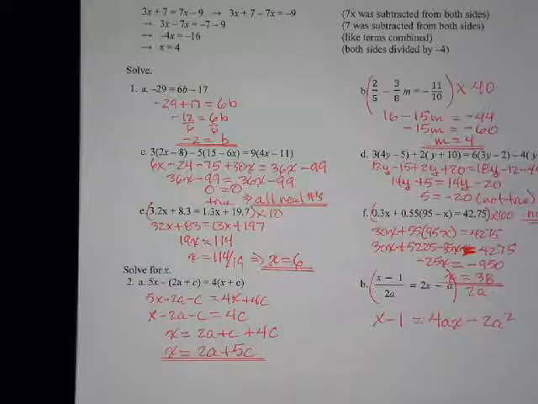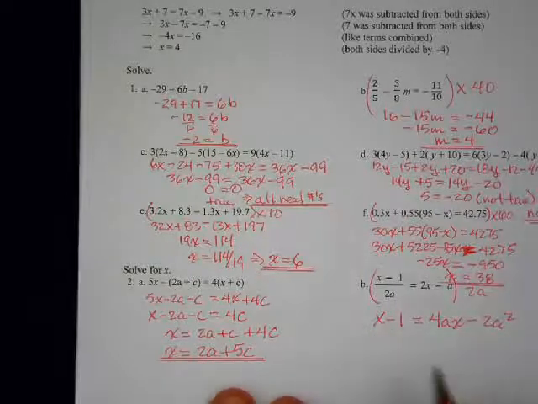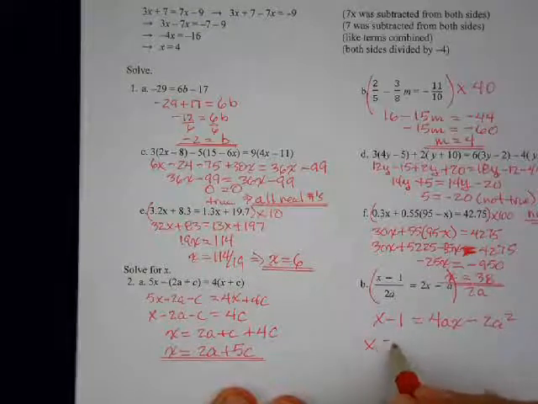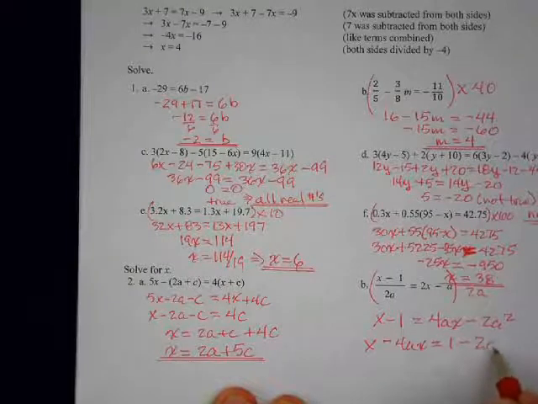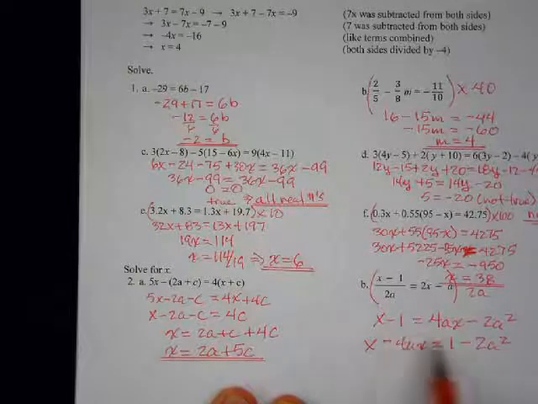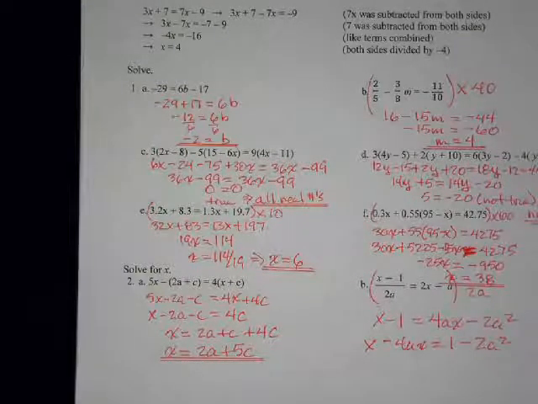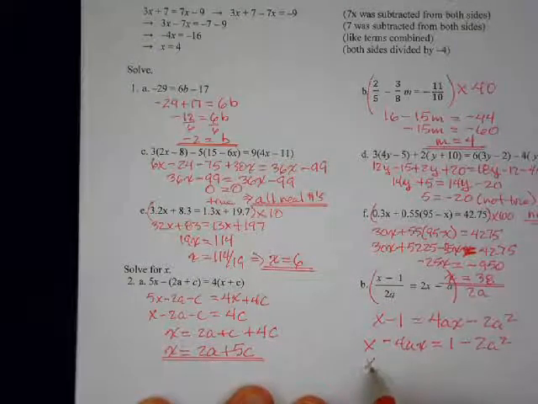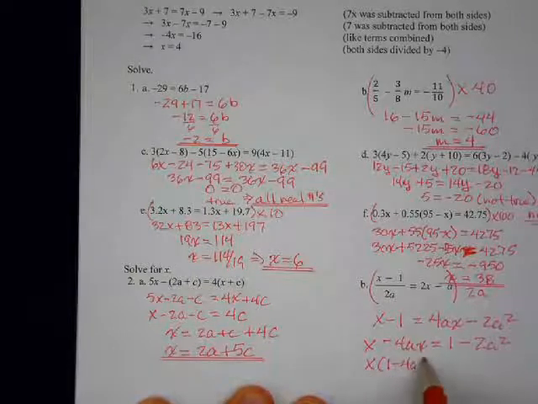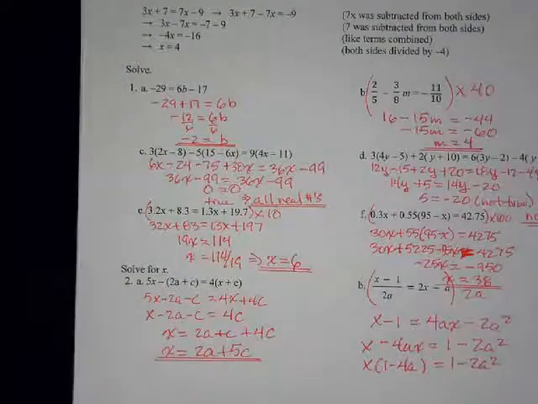Now, got an x here and an x there, so let's move things around. X subtract 4ax equals 1 subtract 2a squared. So note I moved negative 1 here, became positive 1 on the right. The positive 4ax became negative 4ax on the left. Now let's factor out the x, to give us that. And then divide both sides by the 1 minus 4a, and we end up with that.